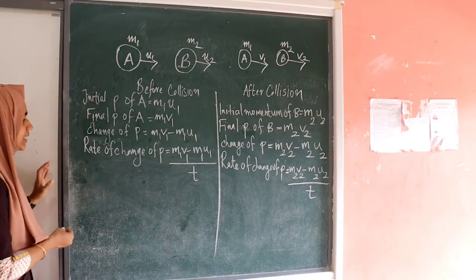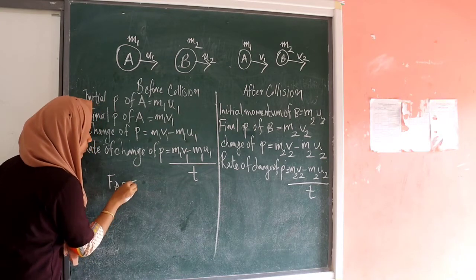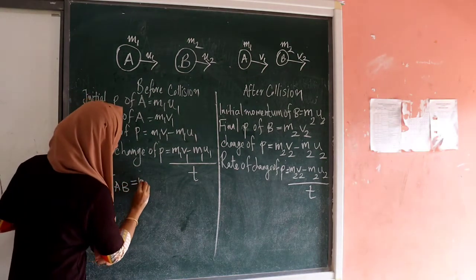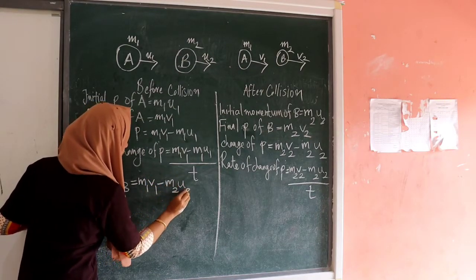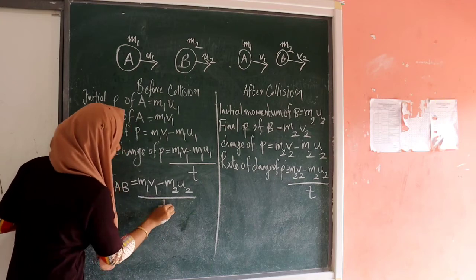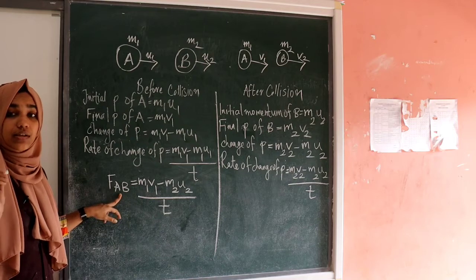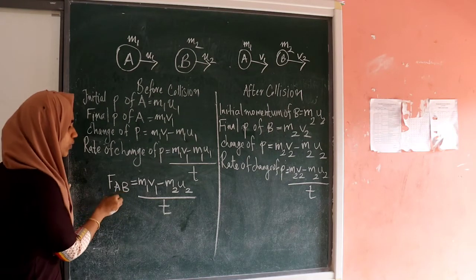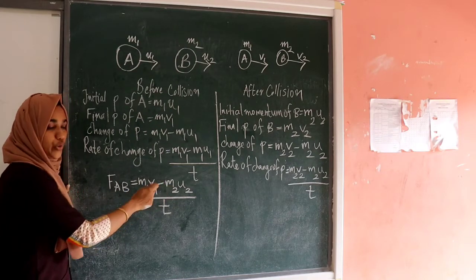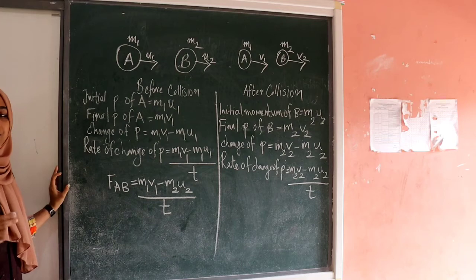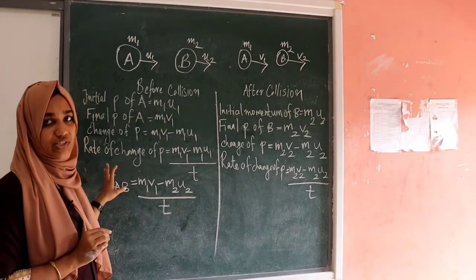So we can write FAB equal to m1 v1 minus m1 u1 by t. Is it clear? Here FAB means the force applied by B on A. That means the rate of change of momentum is directly proportional to the unbalanced external force.